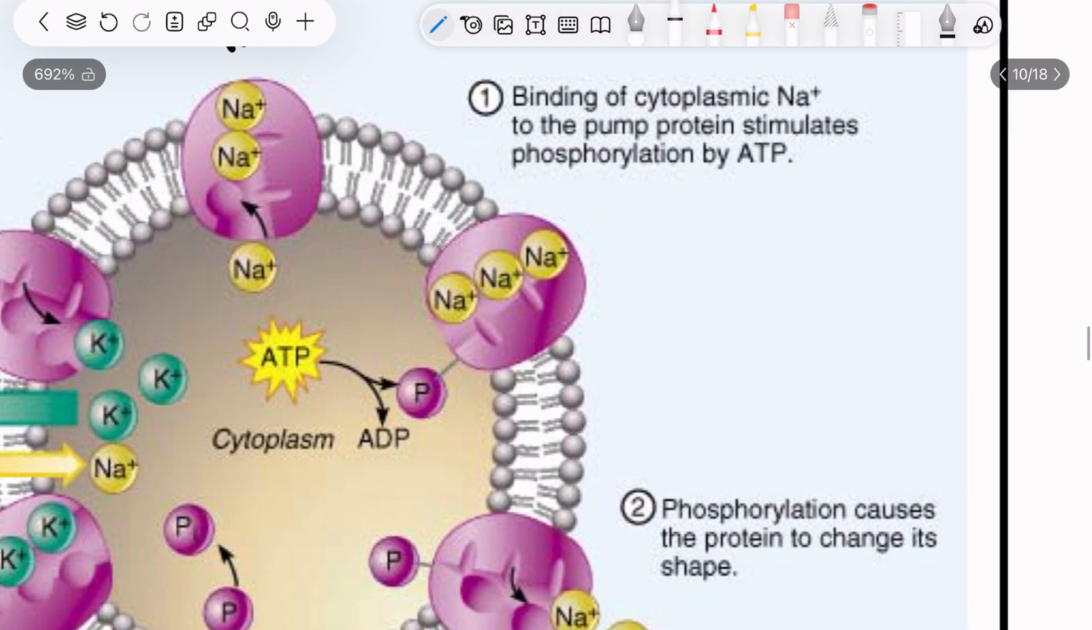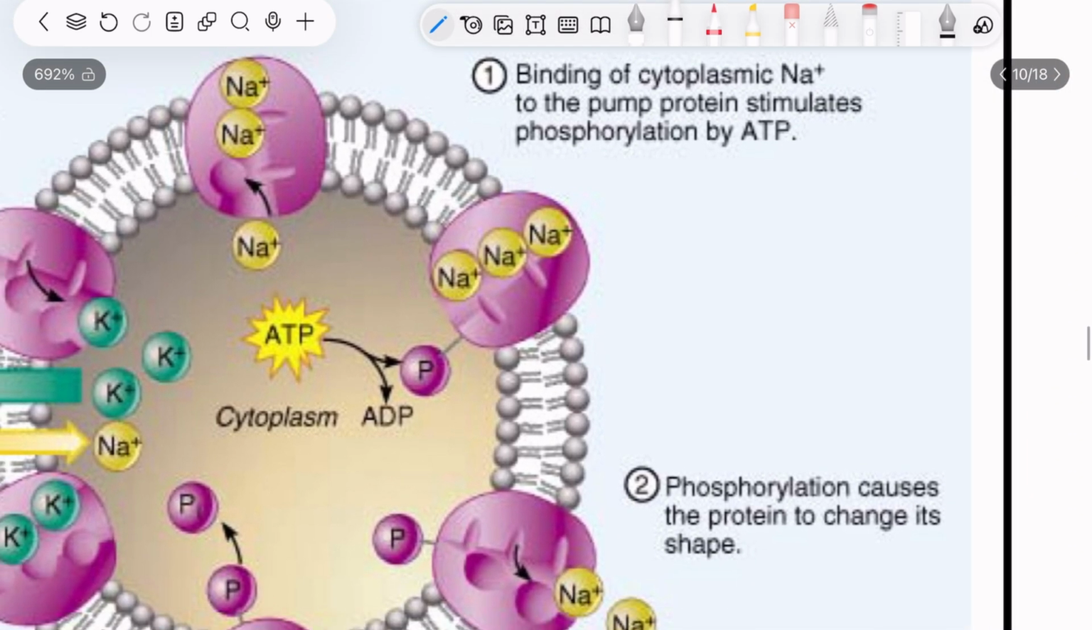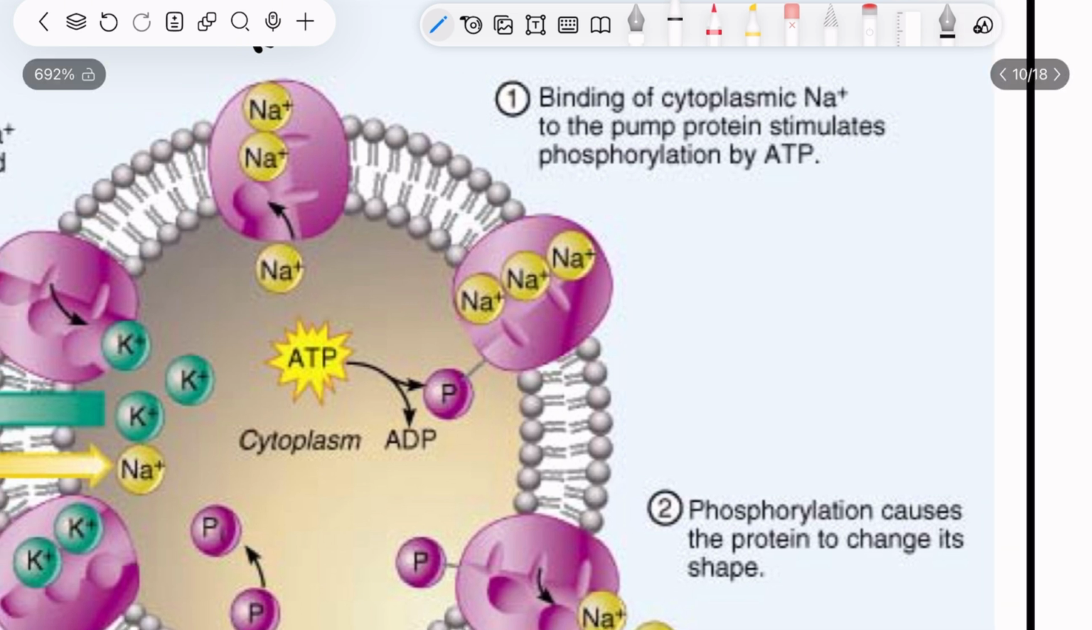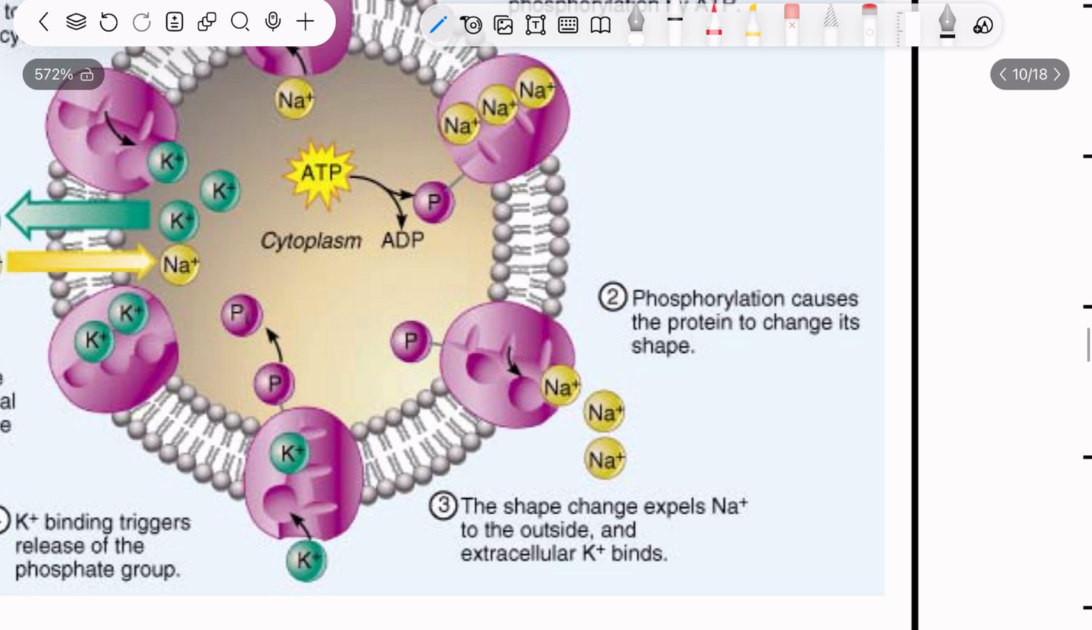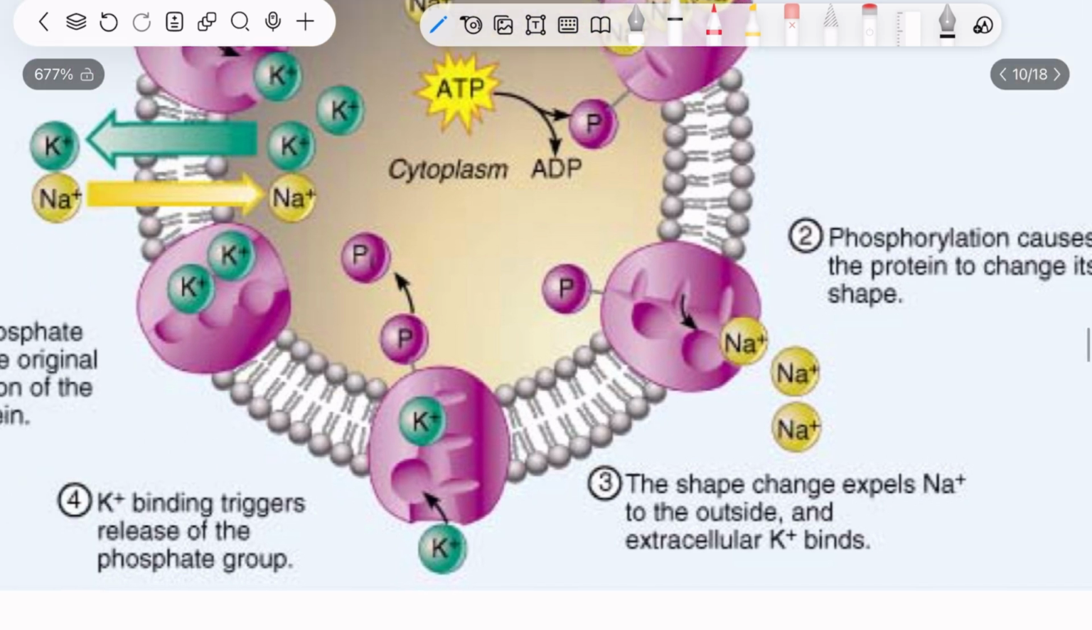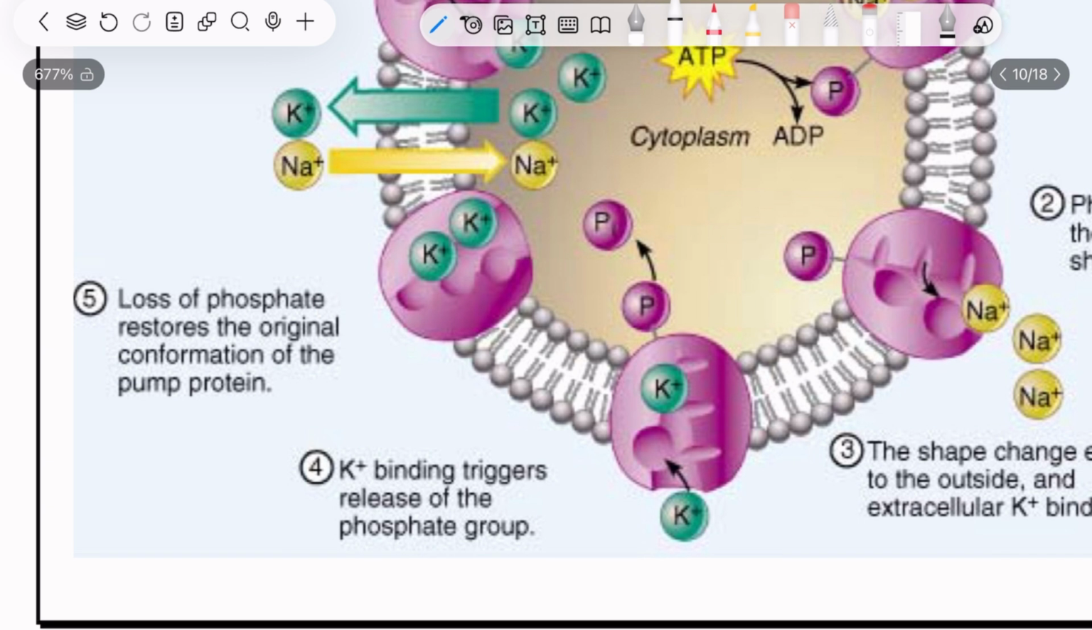Okay, second step is phosphorylation. The pump is phosphorylated. This means that a phosphate group from the ATP attaches to the pump, causing it to change its shape. ATP is used to provide energy for this process, leaving ADP behind. Third step is shape change and sodium release. So the shape change of the pump protein causes three sodium ions to be released outside of the cell into the extracellular fluid, ECF.